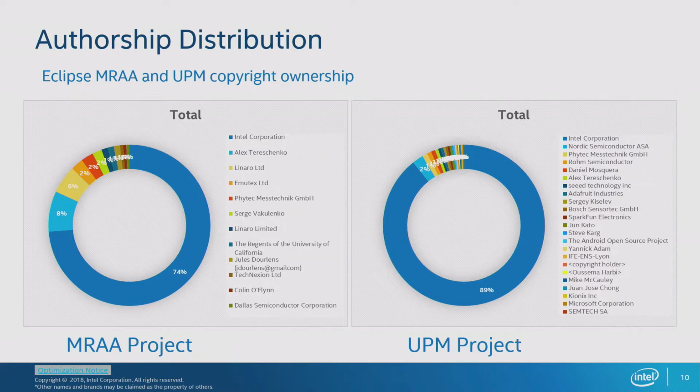About authorship and who contributed to the project. This is no surprise on this slide. There's a lot of blue in those charts, right? That's because these were Intel-started projects. But others contributed quite a bit. You can see that better on the MRAA project, where only about 75% was Intel copyrighted, but then others added code too.